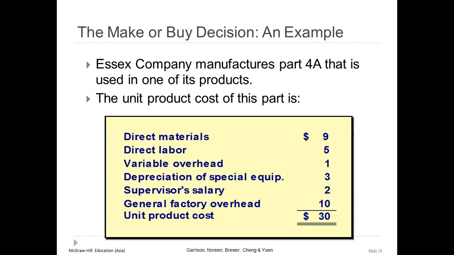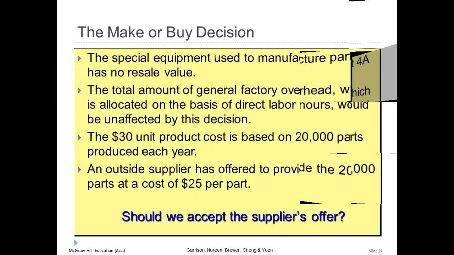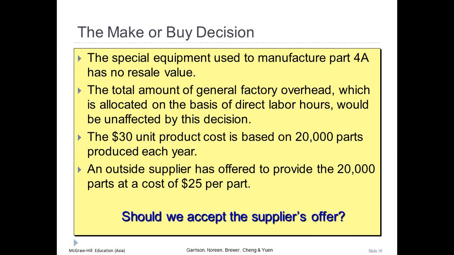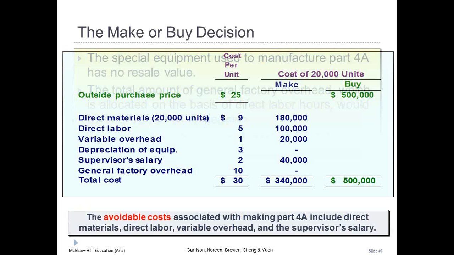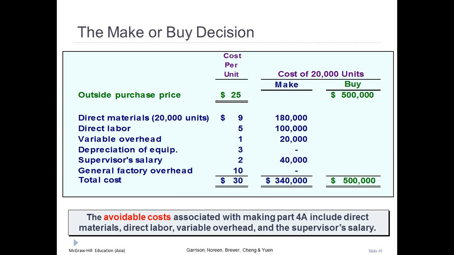Assume that Essex Company manufactures part 4A with a unit product cost as shown. Also assume the following information. Given these additional assumptions, should Essex make or buy part 4A? The avoidable costs associated with making part 4A include direct materials, direct labor, variable overhead, and the supervisor's salary.